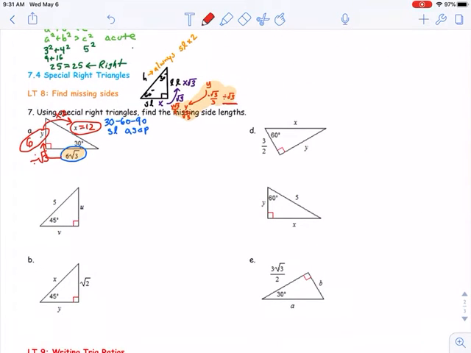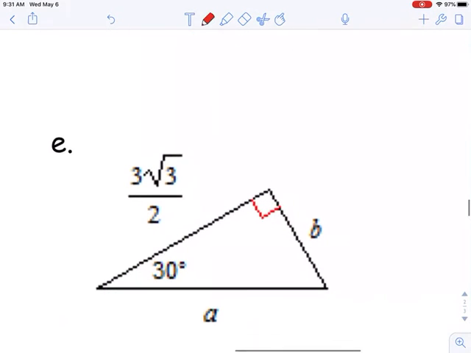Alright, let's see, do I have any other 30, 60, 90s where I'm given the long leg? Yes, let's look at E. Alright, E is the same problem.